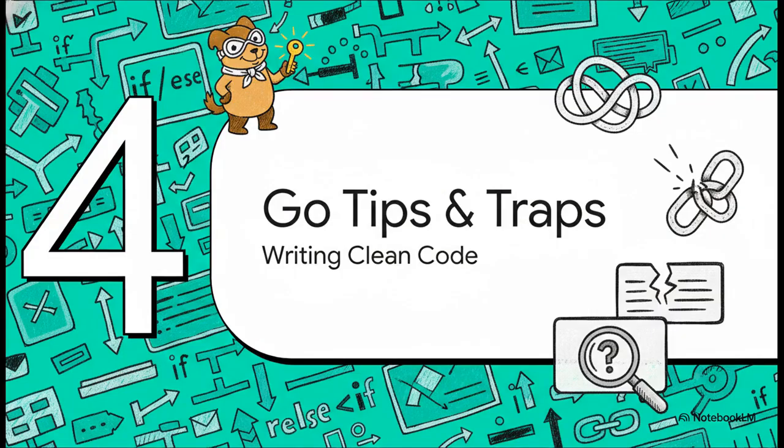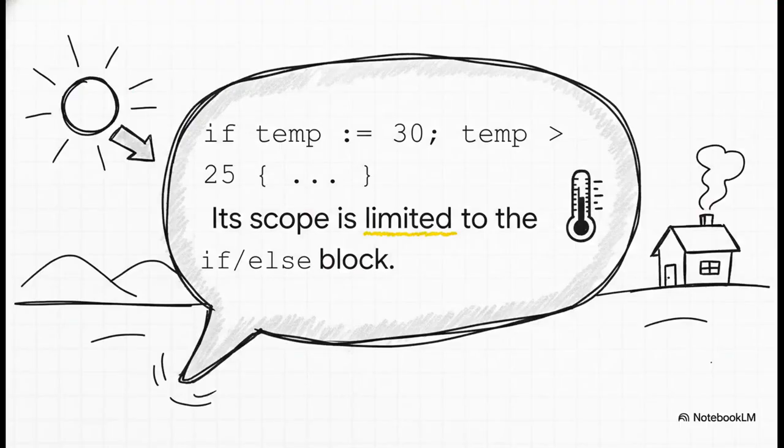Okay, so we've got the fundamentals down pat. Now let's jump into a couple of cool Go-specific features and a really, really common trap that you'll want to watch out for. Okay, now this is a super neat feature that's pretty unique to Go. You can actually declare and initialize a variable right inside the if statement itself. See that temperature equals 30 part? That variable gets created right there on the fly. But here's the best part. It only exists inside that if-else block. As soon as the block is over, poof, the variable is gone. It's a fantastic way to keep your code really clean and tidy.